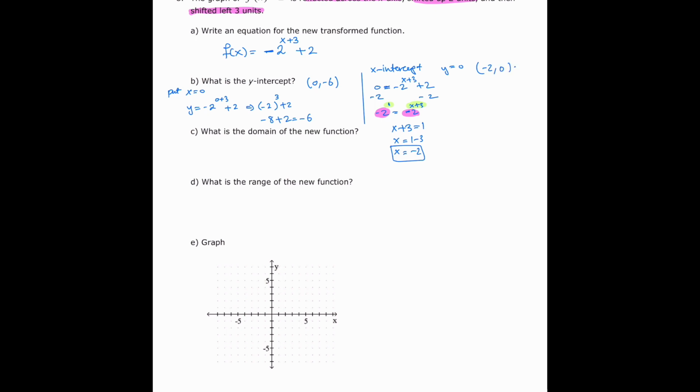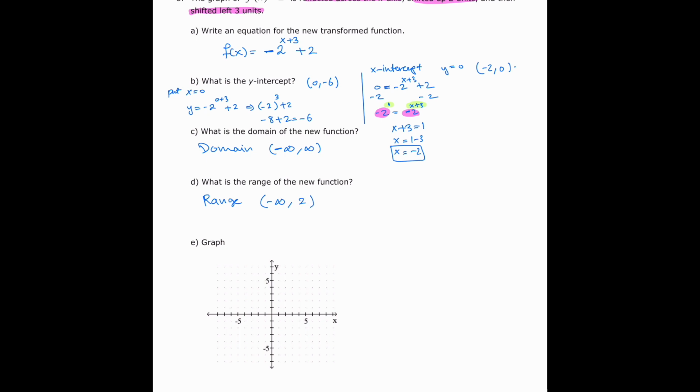What is the domain of the new function? The domain does not change for the exponential function. It's always from -infinity to +infinity, despite the transformation. The range of the exponential function, notice how the function moved up 2 units and it was reflected, which means it'll go from -infinity to 2, not including 2.